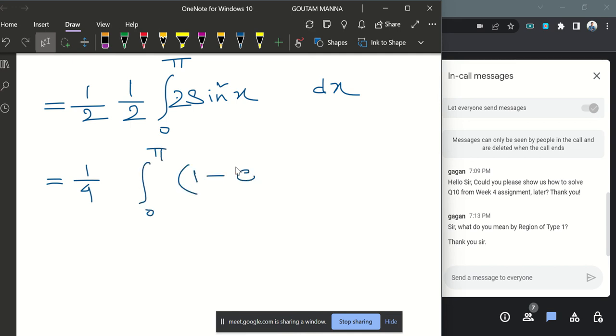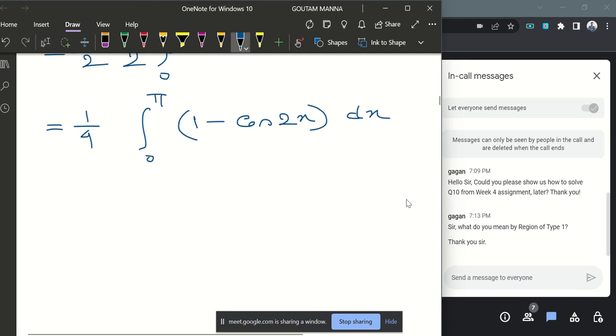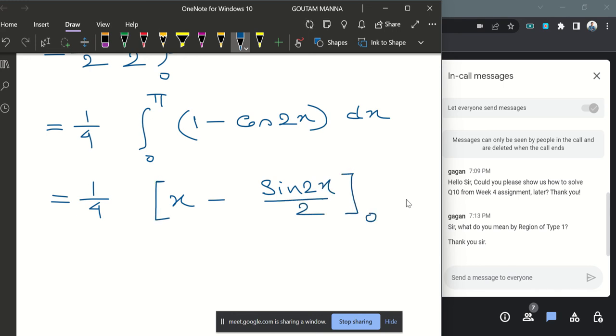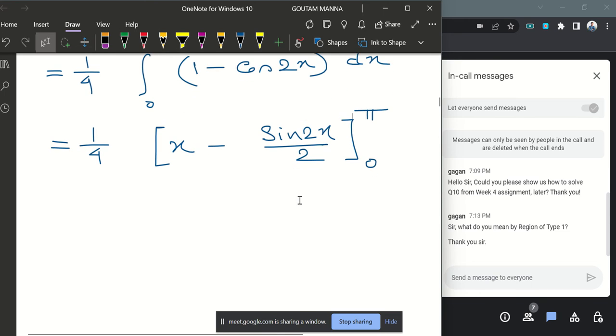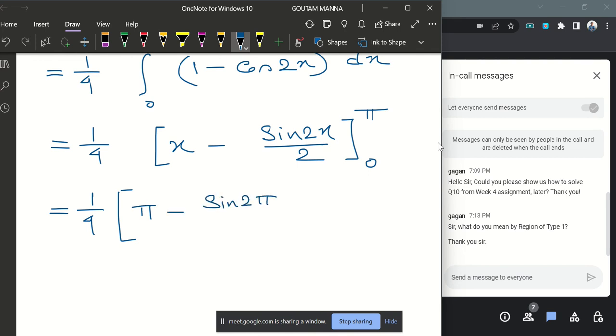It will be 1 minus cos of 2x dx. Then the integration of this will be x minus sine of 2x by 2. Integration limit is from 0 to pi. It will be 1 by 4. To put the upper limit, it will be pi minus sine of 2 pi by 2, minus 0 minus sine of 0 by 2.